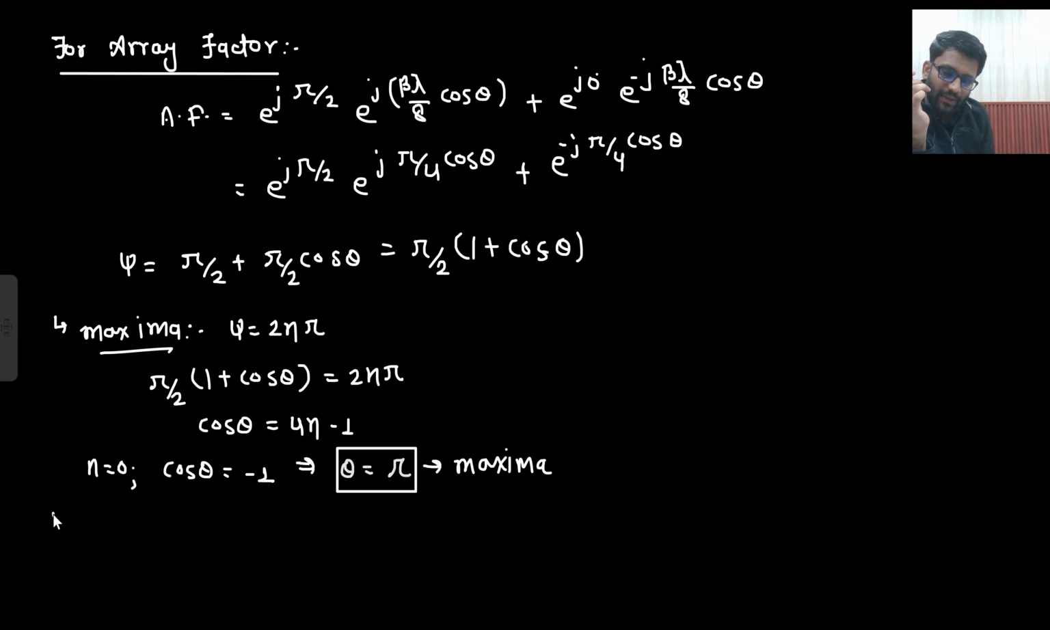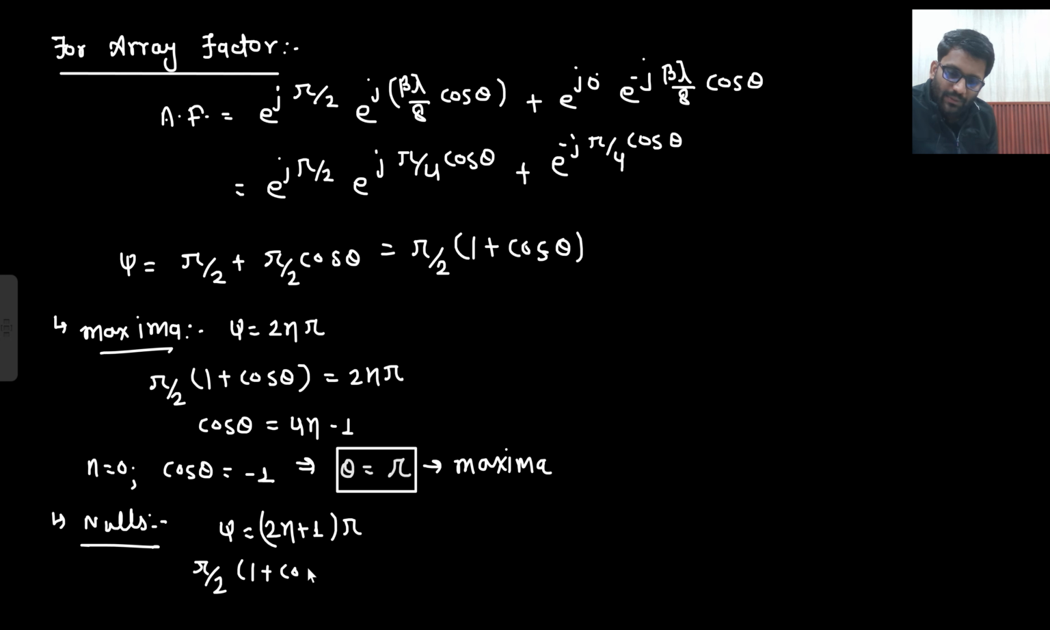Right? And if I find the position of nulls, what will be the position of nulls? So the position of nulls, phi should be equal to (2n+1)π. So π/2 into (1 + cos θ) should be equal to (2n+1)π. So 4n + 2, 4n. For nulls, this and this will get cancelled. So this goes here. 4n + 1 you will get. Cos θ equals 4n + 1.